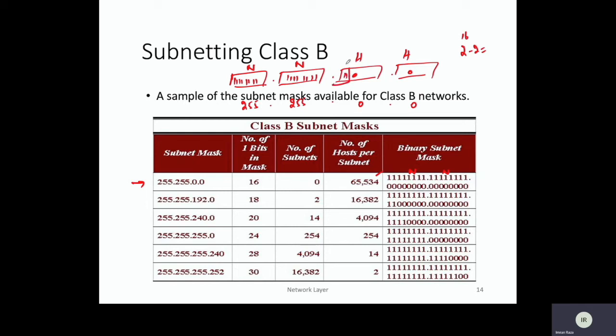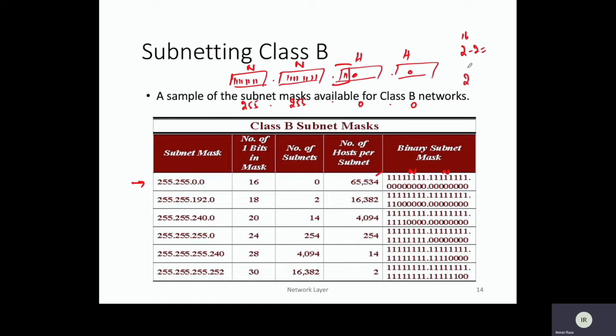Now what we have done here is borrow 2 bits from the third octet, the host portion, right? We know this address is by default 255.255 dot, and how many bits are borrowed? 2. These 2 bits of the host portion are borrowed for the subnetting process. And what are the values of these 2 bits? The value of this bit is 128, and the value of this bit is 64. So now the subnet mask would be 255.255.192.0. And how many bits are borrowed? 2.